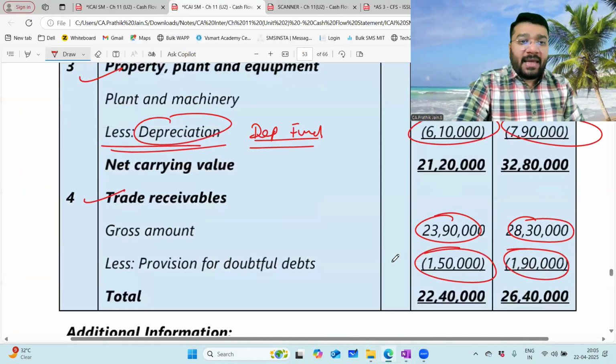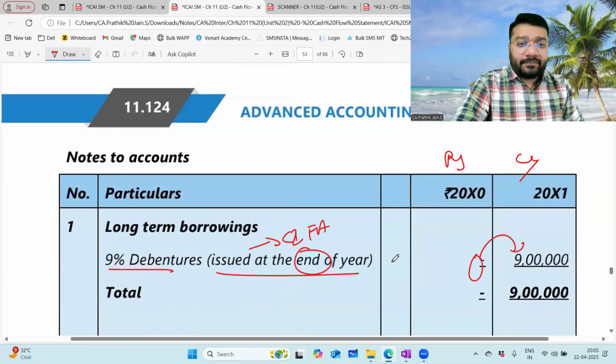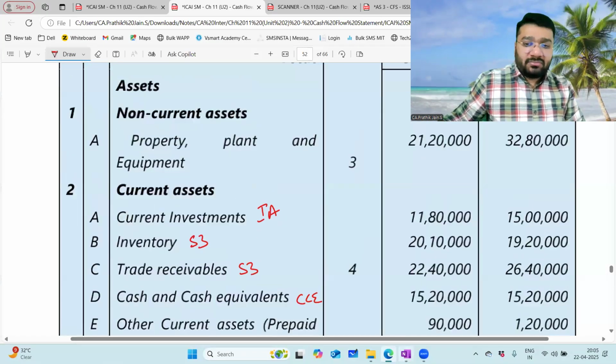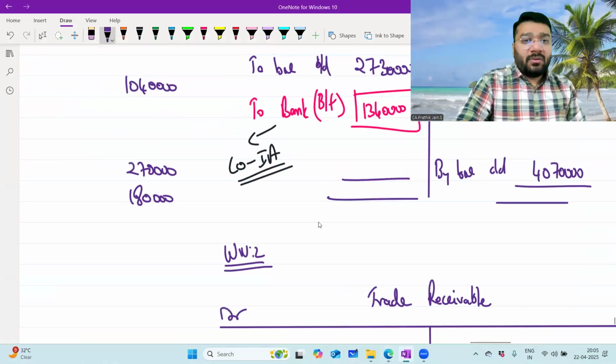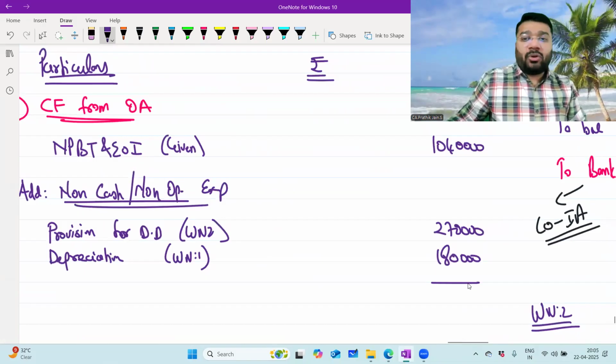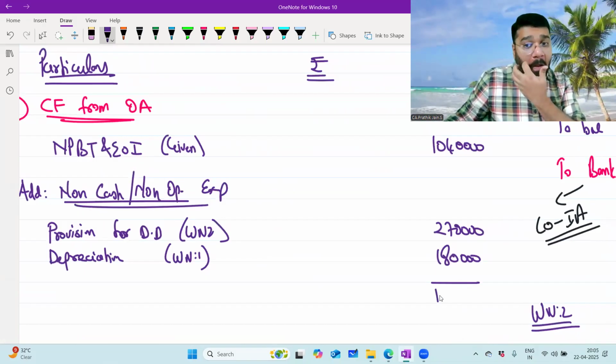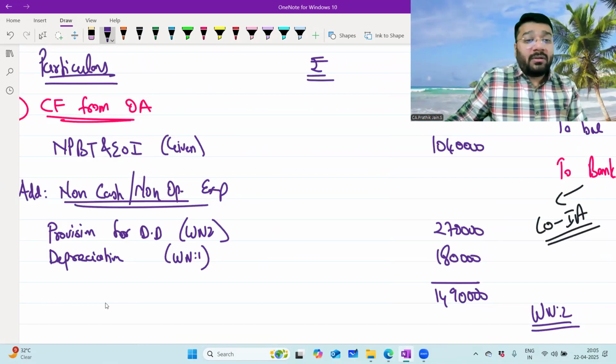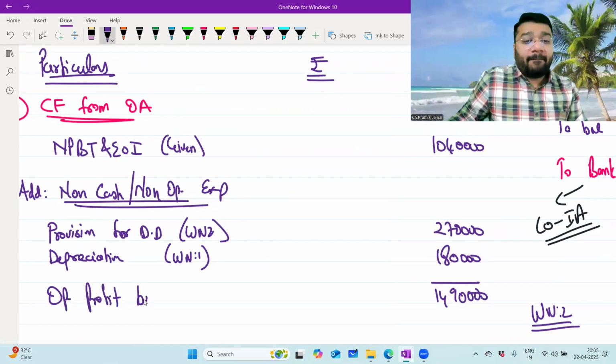Now please tell me any other segment 2 items to be affected. No, sir. No other segment 2 item? Okay. Tell me the total. 14,90,000. This is called operating profit before working capital changes. Very good. Next.